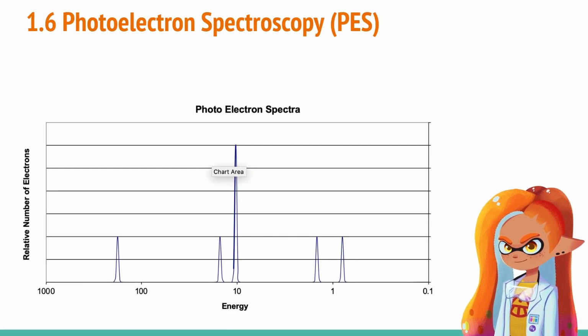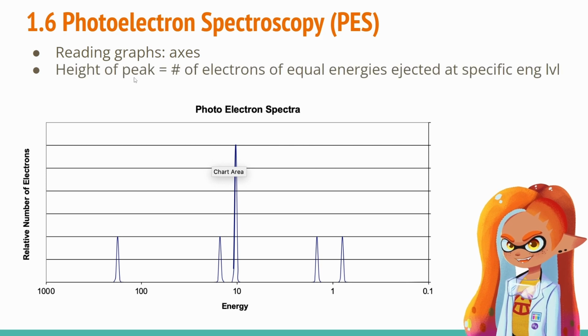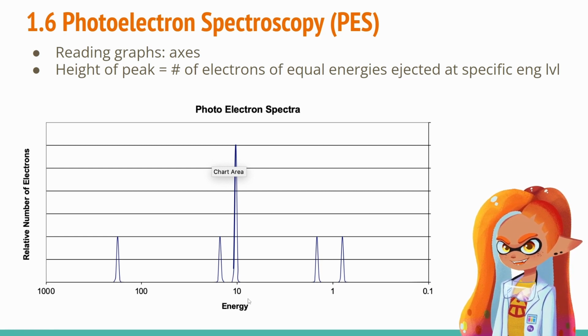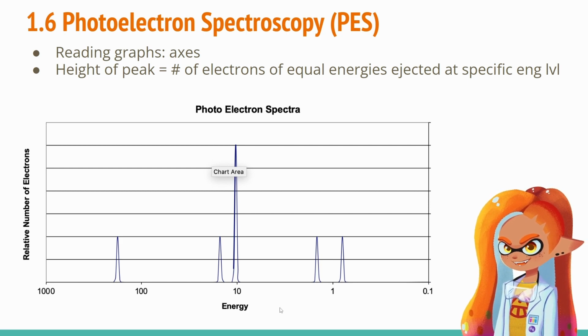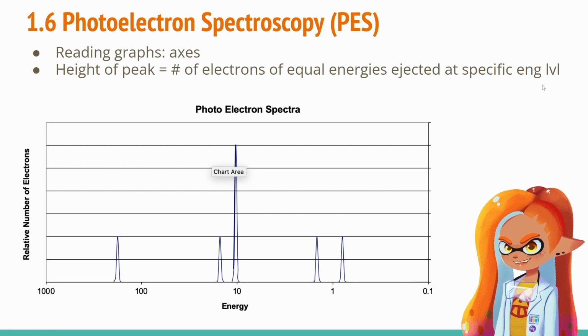All right, so here is an example graph that you can get from PES. Let's analyze what is even on this graph, okay? So reading the graph, we have axes. Notice we have relative number of electrons. Again, the relative, so we're going based off estimations. Then we have the energy over here. This is the energy that we can measure. And so the height of these peaks here, we can count how many electrons are equal to that energy to eject. So this energy is how much is used to remove that electron from a sample. And these electrons are at specific energy levels, right?